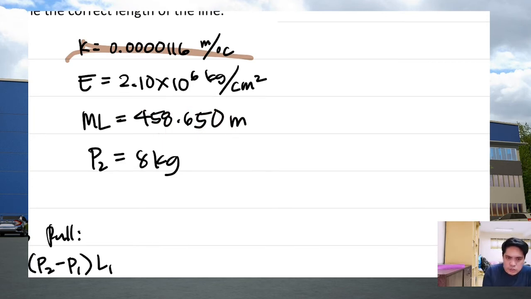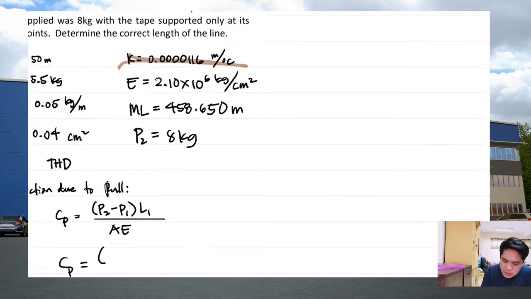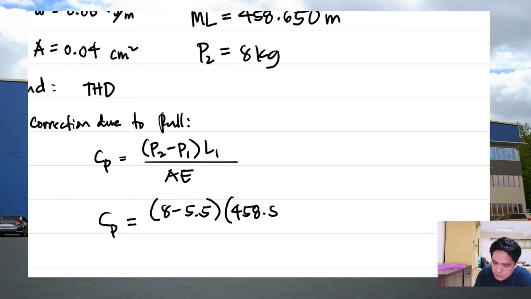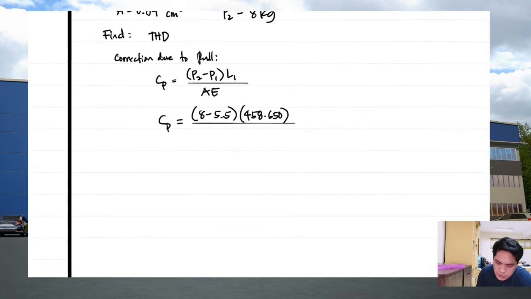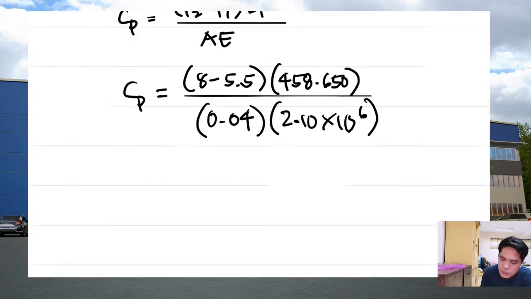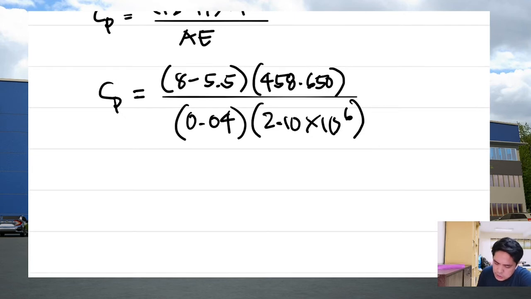Then, iba yung correction due to pull doon. I-accumulate mo siya. That is still the same if you just substitute the whole measured length dito. Okay? So, P2, which is 8 minus standard 5.5 times L, that's the measured length na lang, ilagay natin for 58.650 over AE. So, area, cross-sectional area, that's 0.04. Then, makancel out lang naman. We don't need to convert 2.10 times 10 raised to 6. No need to convert the unit for the area. So, that is the correction due to pull.